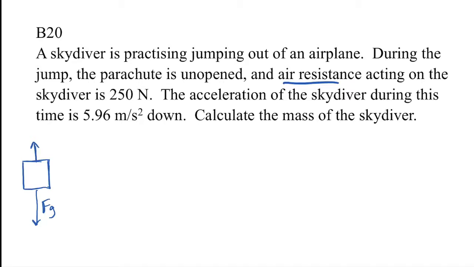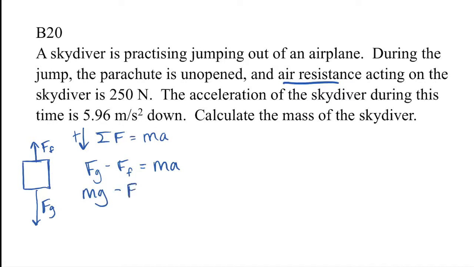So what is going upwards? Well, air resistance is giving it a force upwards. Air resistance is a form of friction, so I'm going to call that force of friction. And that's actually the force that is going upwards. So the acceleration of the skydiver is downward, so I'm going to make that positive, and then go to Newton's second law. Net force is equal to mass times acceleration. What is my net force? That's force of gravity minus the force of friction due to air resistance, and that should equal mass times acceleration. So again, we're looking for mass.